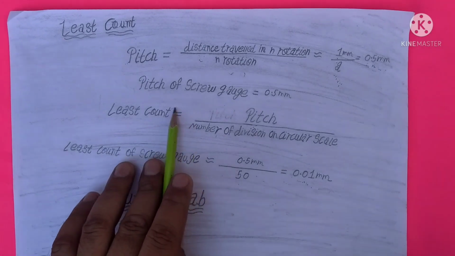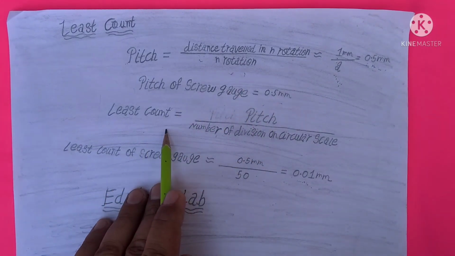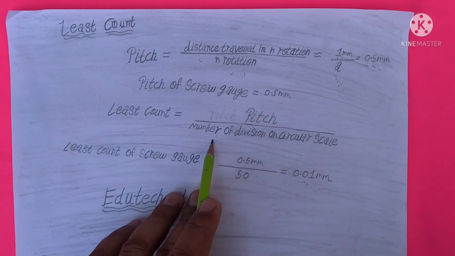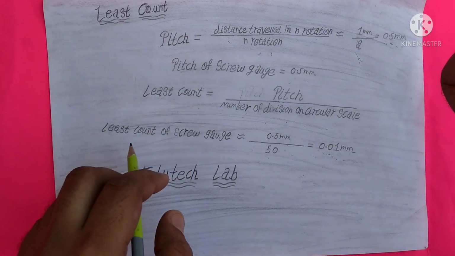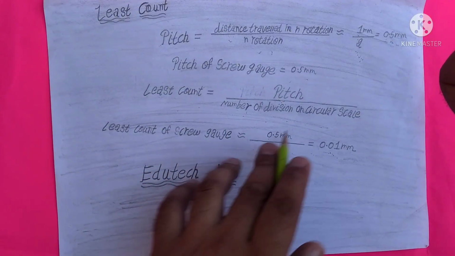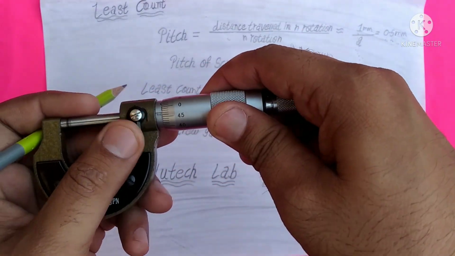So the pitch of the screw gauge is 0.5 mm, and the least count is equal to the pitch divided by the number of divisions on the circular scale. The least count of the screw gauge equals the 0.5 pitch divided by the total number of divisions on the circular scale.